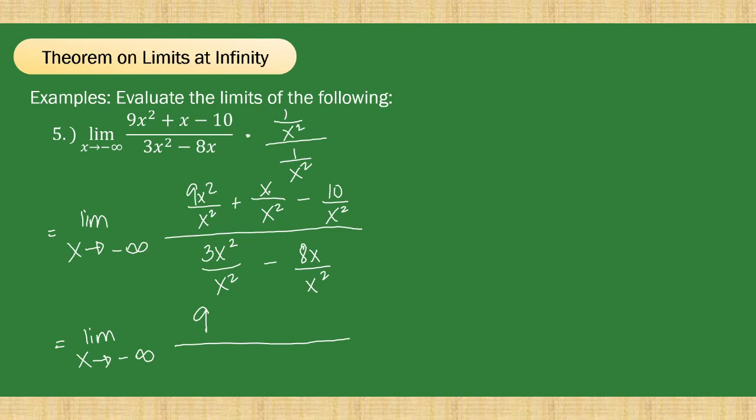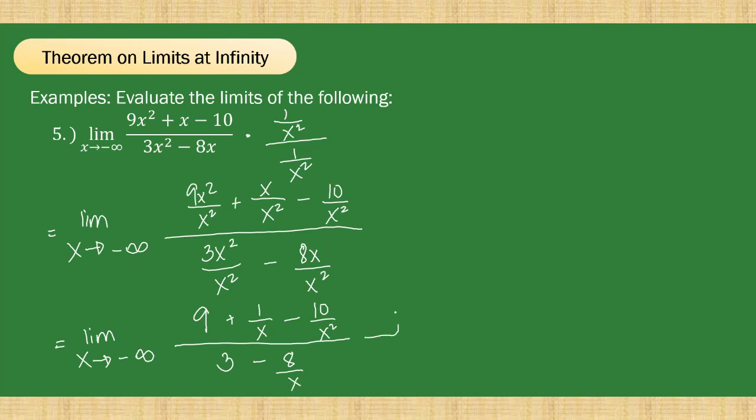Ito naman, by the laws of exponents, mababawasan ng exponent yung nasa denominator. So, this will just be 1 over x. And then this is 10 over x squared. For the denominator naman, matatanggal na si x squared, 3 na lang. And then, matatanggal na yung x dito sa 8. Tapos, ang kanyang denominator ay x na lang.